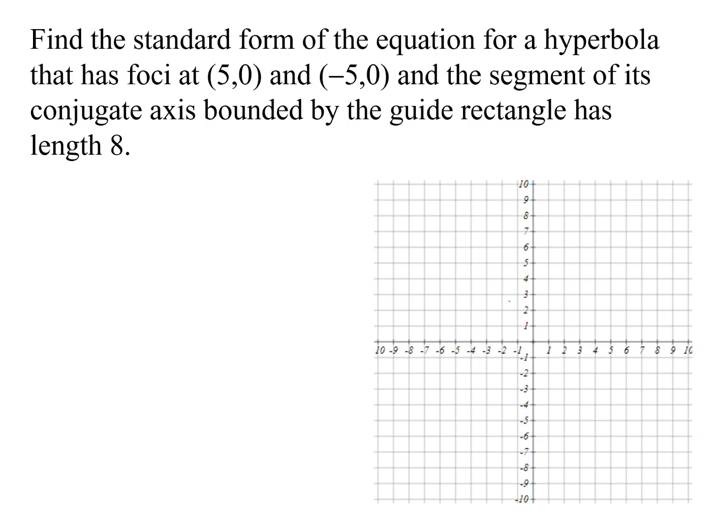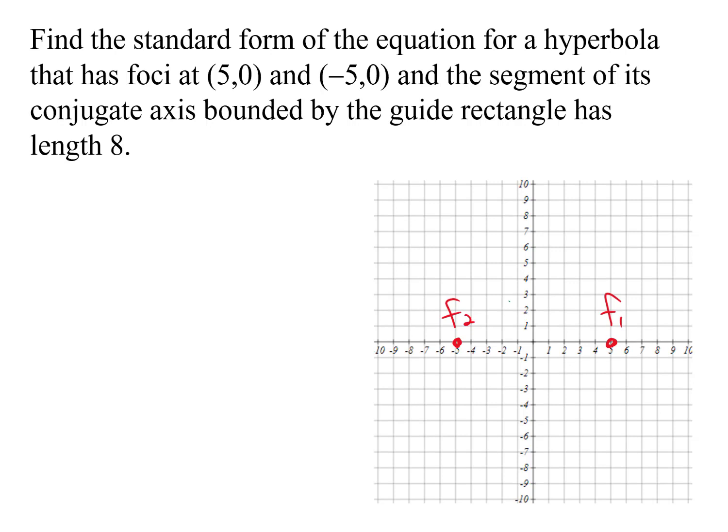We want to find the standard form of the equation for a hyperbola that has foci at (5, 0) and (-5, 0), and the segment of its conjugate axis bounded by the guide rectangle has a length of 8. First, let's go ahead and plot these foci so we can start to visualize this hyperbola. (5, 0) is one focus, and (-5, 0) is another focus.